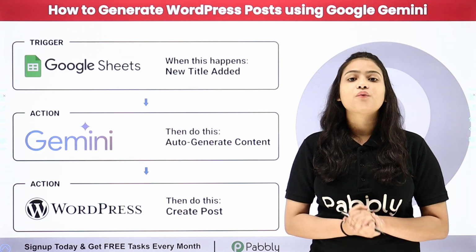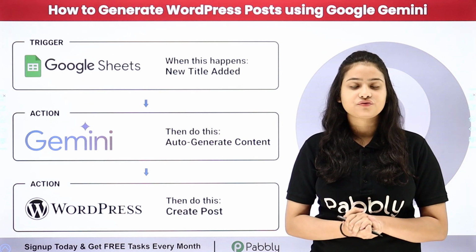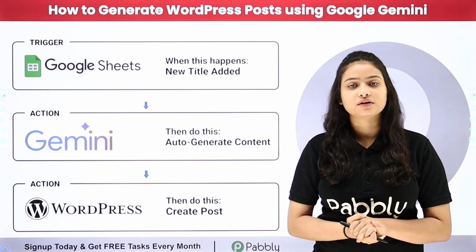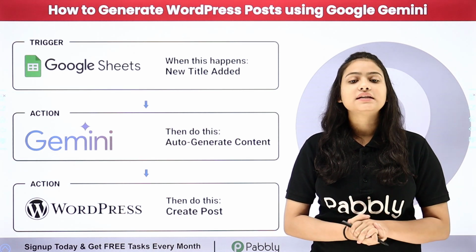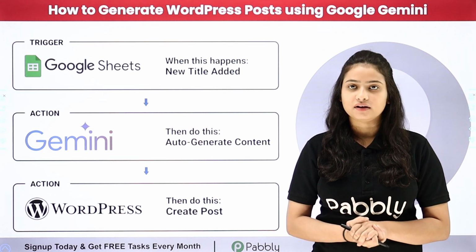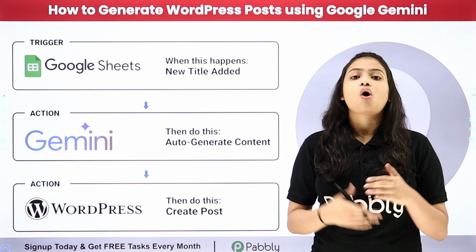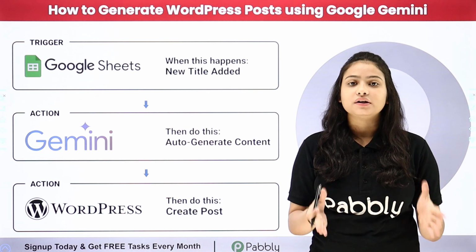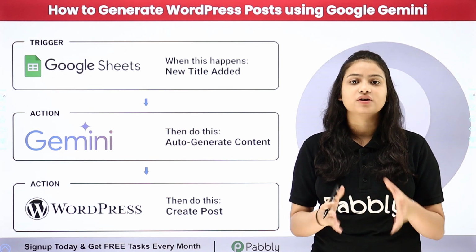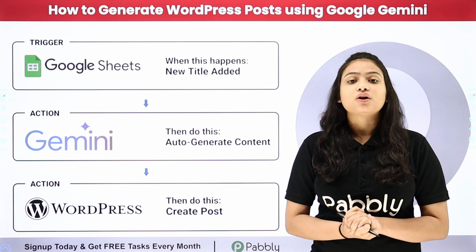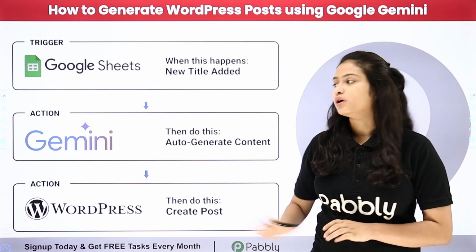Therefore, I want to automate the process of content generation for these blogs because it is a huge time consuming process. Now to automate this entire process, I have created a post calendar with the help of Google Sheets, and I want that whenever I add a new title on this Google Sheet, the content should automatically be generated with the help of Gemini for that title, that is the blog, and the blog should automatically be posted on my WordPress account.